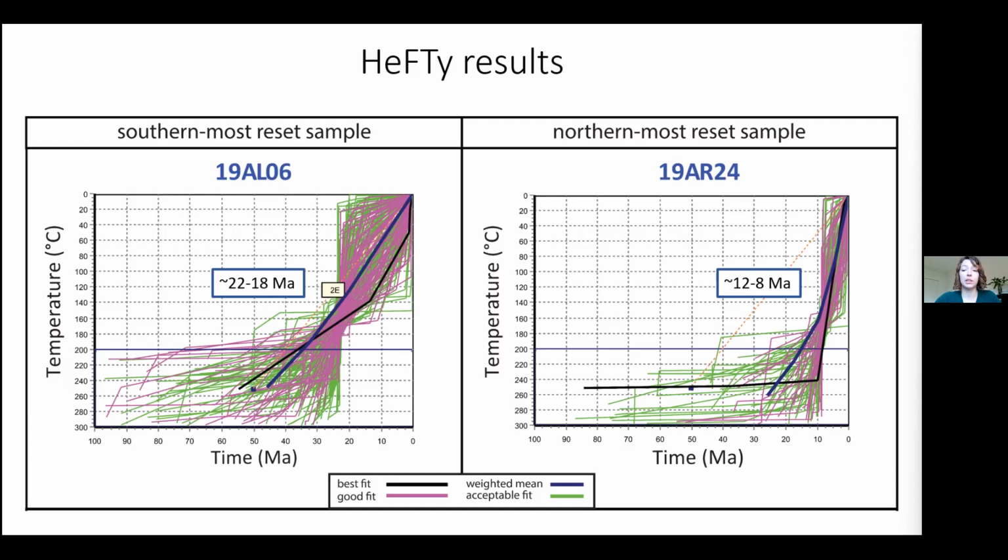Future HeFTy modeling will incorporate zircon uranium-lead dating to better constrain the older thermal histories, as well as apatite fission track and apatite helium dating to constrain the younger thermal histories.